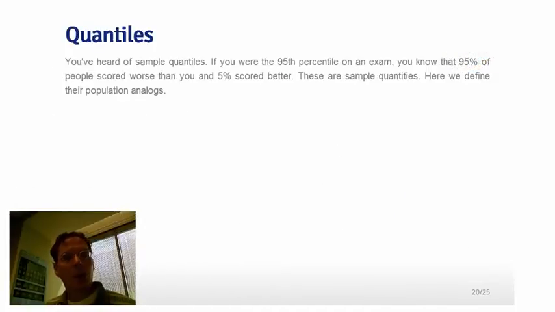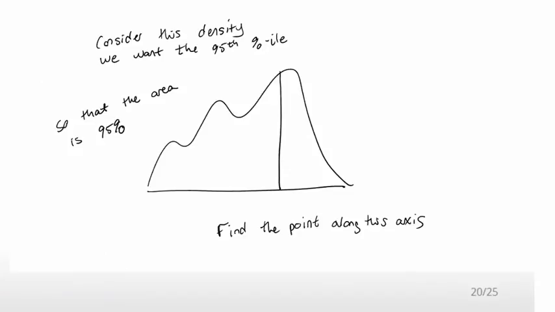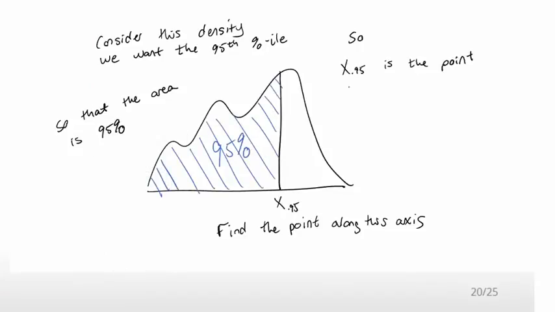You've already heard of sample quantiles. For example, if you scored the 95th percentile, which is the 0.95th quantile, on an exam, you know that 95% of the students scored worse than you and 5% scored better. These are the so-called sample quantiles. We're going to define their population analogs. So remember, in the sample quantile, if you wanted to find the 95th percentile or the 0.95th quantile, what you would do is line the observations from least to greatest, and you would find the exam score or the point such that 95% of the observations lie below it.